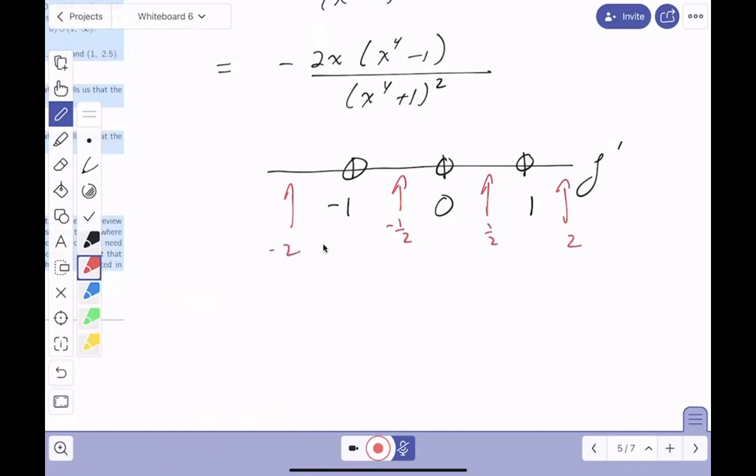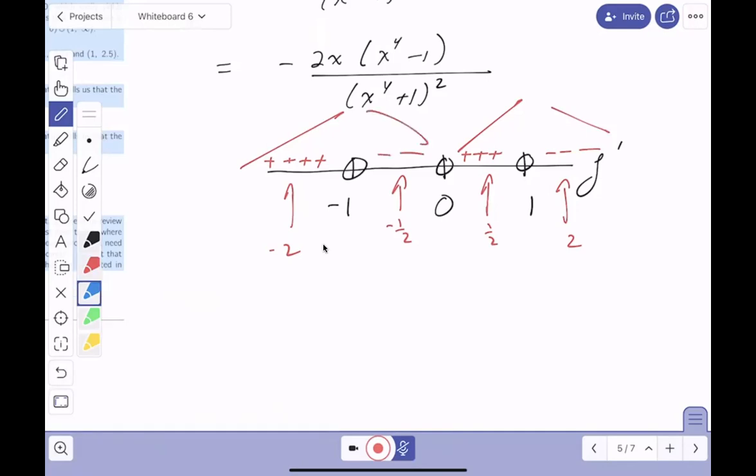Let's plug them in one at a time. Let's plug in 2 first. What do you get? Negative. The bottom's always positive, by the way. I'm not worried about that. Negative times a positive, negative. What does that mean? Decreasing. Let's do minus 2. What do you get? Positive times a positive. It's positive, which means it's increasing. Let's do a half. What do you get? Negative, and then you get negative, positive. What does that mean? Increasing. Let's do minus a half. You get positive times a negative, which is negative, decreasing.